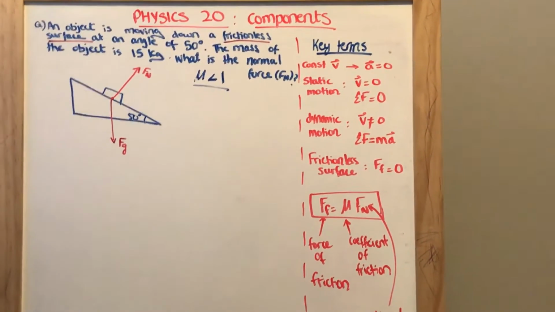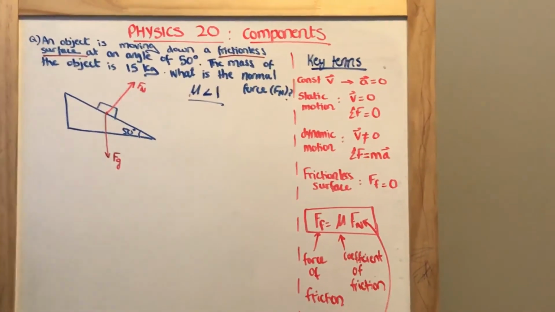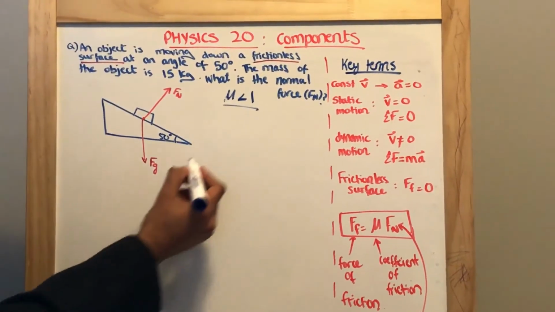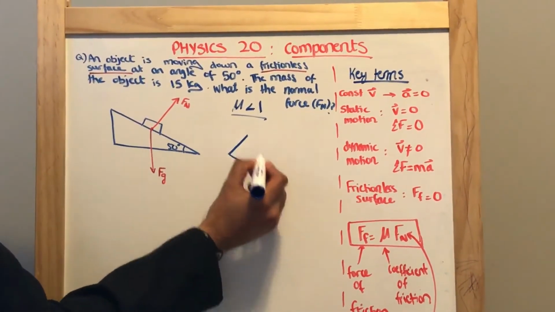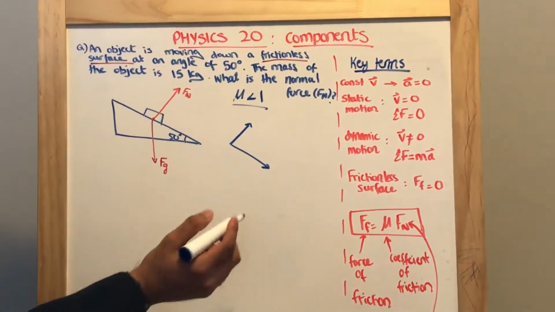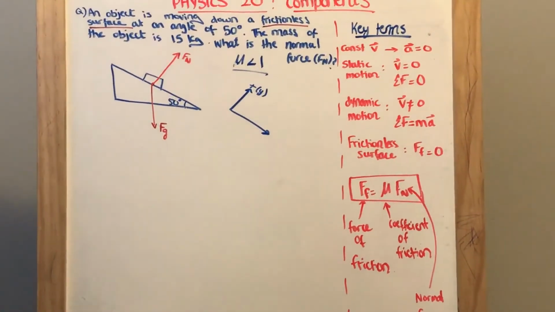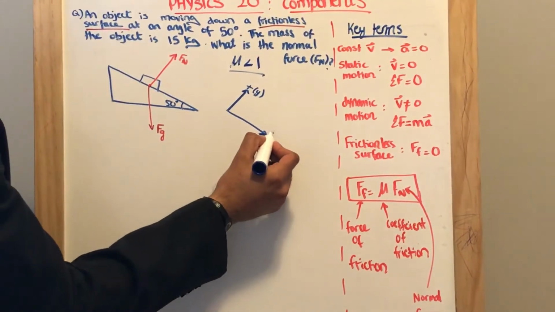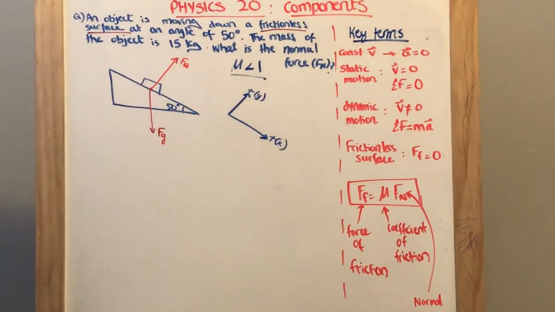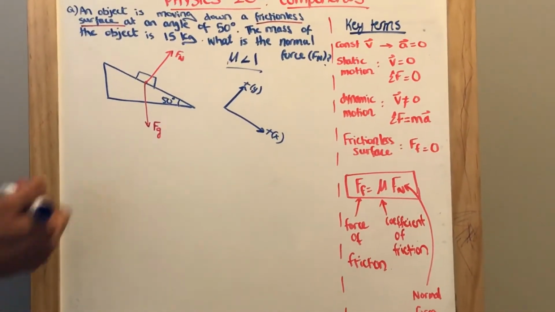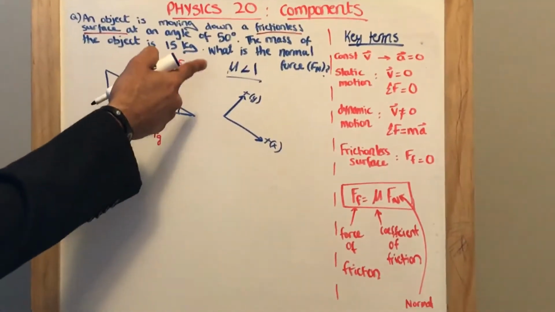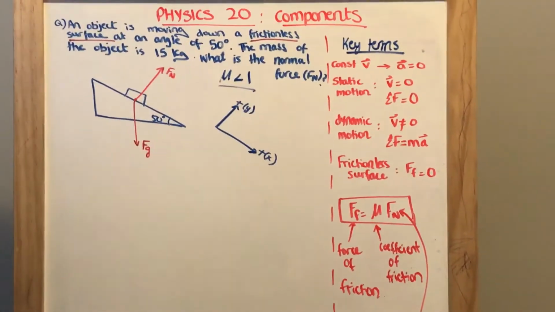Now we will start breaking this into components. But before we do that, we have to state our reference. So for this given question, we're going to say that this is my positive direction in y, and this is my positive direction in x. Okay? Any forces which are not in these directions are going to be negative.